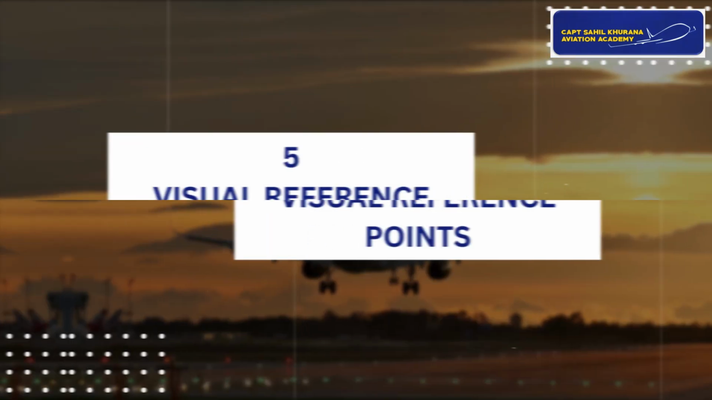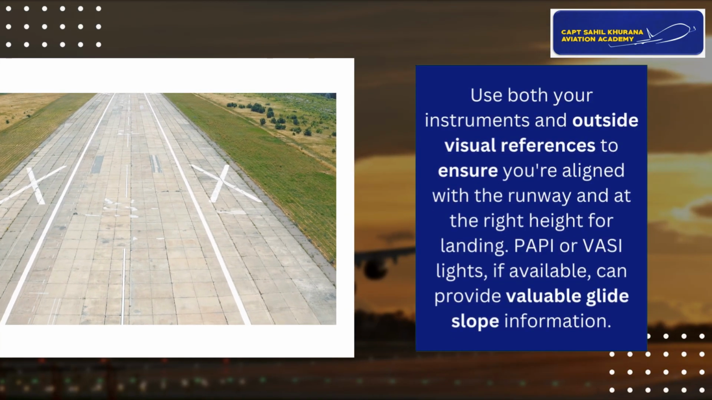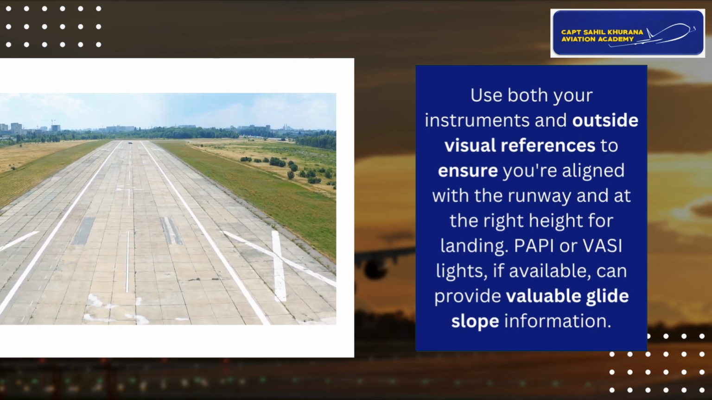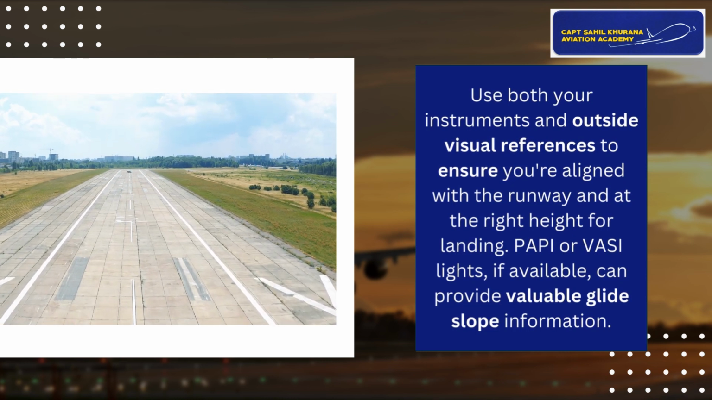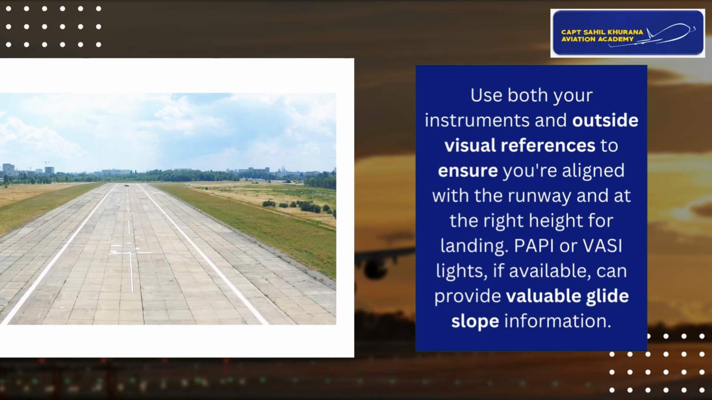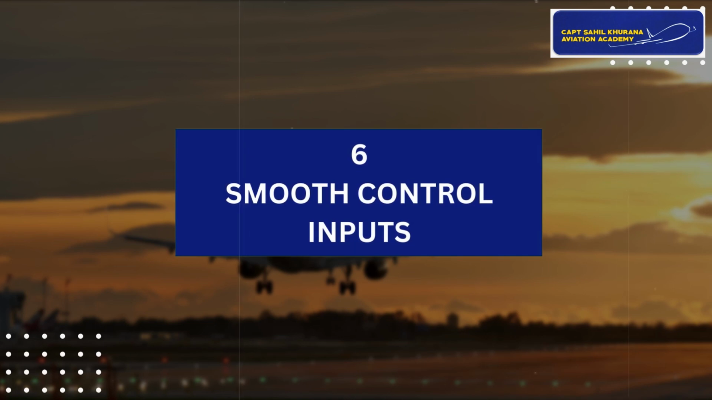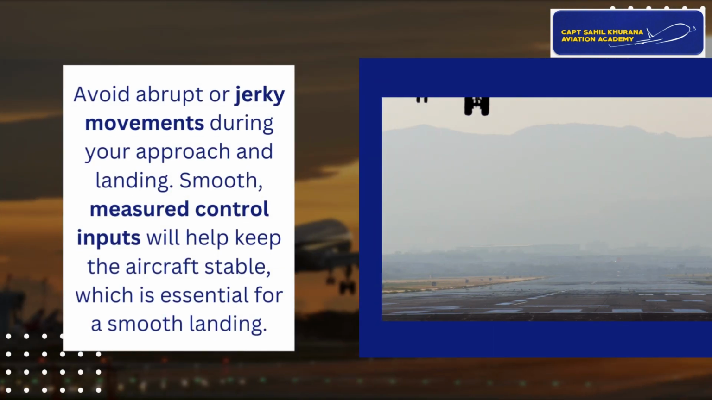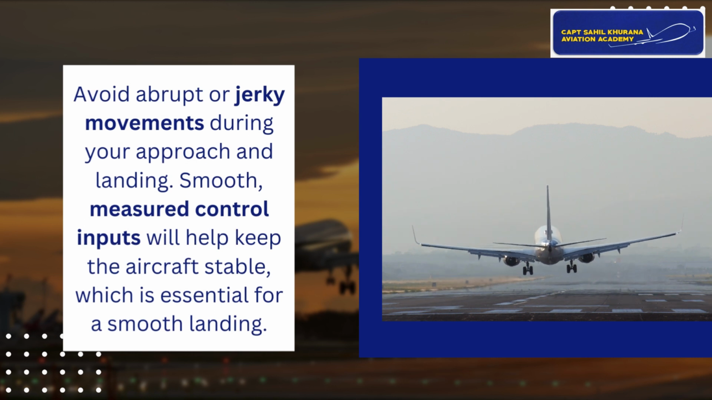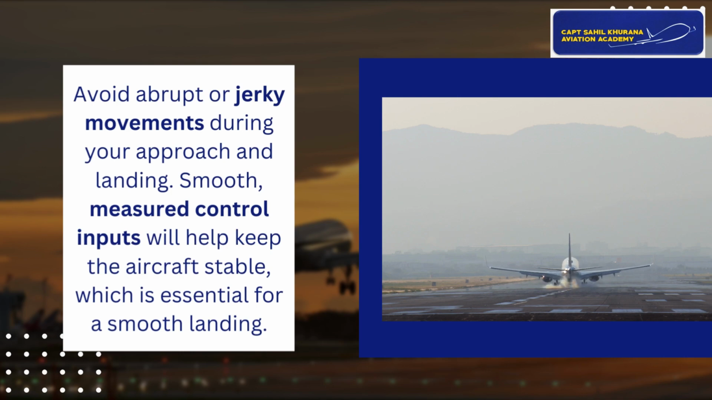Visual reference points. Use both your instruments and outside visual references to ensure you're aligned with the runway and at the right height for landing. PAPI or VASI lights, if available, can provide valuable glide slope information. Smooth control inputs. Avoid abrupt or jerky movements during your approach and landing. Smooth, measured control inputs will help keep the aircraft stable, which is essential for a smooth landing.